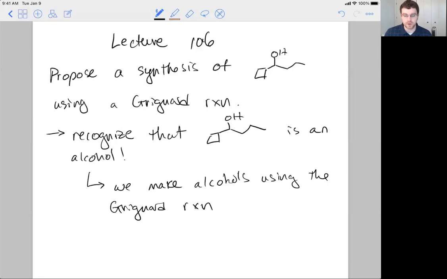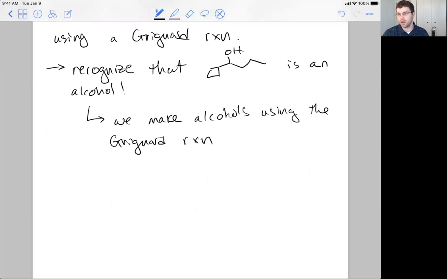Okay, so we make alcohols using the Grignard reaction, and it's a very powerful way to do so. So I'm saying let's make this particular alcohol using the Grignard reaction. So how do we approach this? Well, an interesting way that actually led to a Nobel Prize is called retrosynthetic analysis.